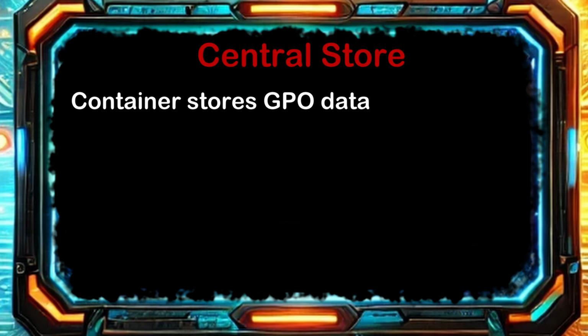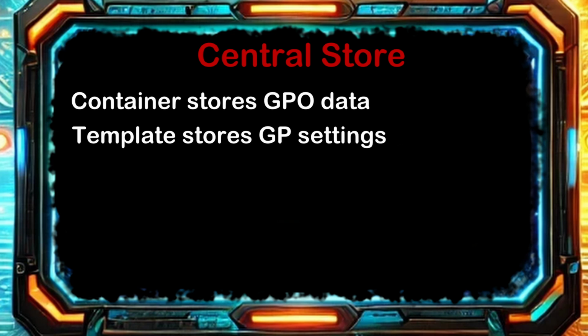Each GPO has 2 parts, a group policy container and a group policy template. The container stores data about the GPO, including the version, when it was created, and how often the computer and user settings were modified. The container is found in Active Directory. The group policy template includes multiple files that can contain settings. This template is stored on each domain controller.